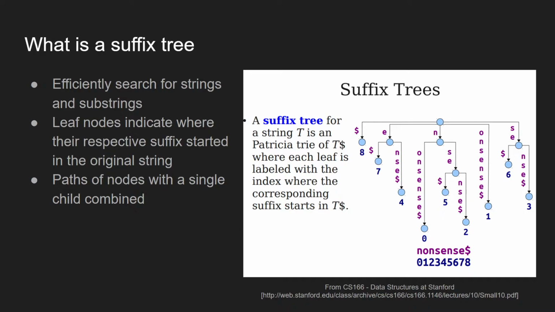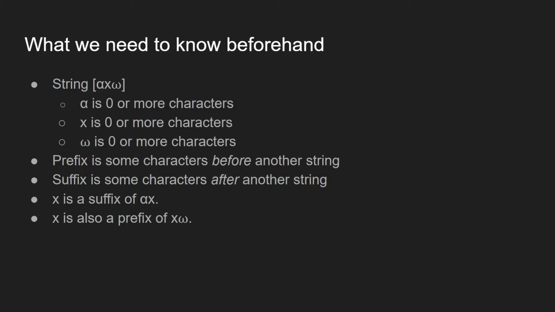This just now was a mouthful, so we need to cover some background, and let's start from what prefix and suffix mean in this context. Let's look at an example of a string that can be partitioned into alpha, x, and omega parts. Each of these parts, alpha, x, and omega, are 0 or more characters combined into a single string. A prefix of a string is some characters that come before more characters. A suffix of a string is some characters that come after other characters. So in this example, x is a suffix of alpha x, and x is also a prefix of x omega.